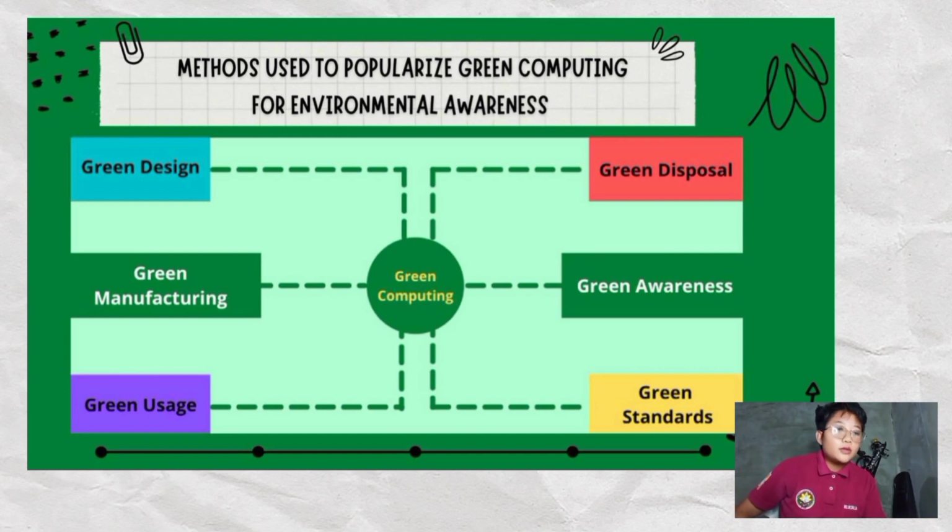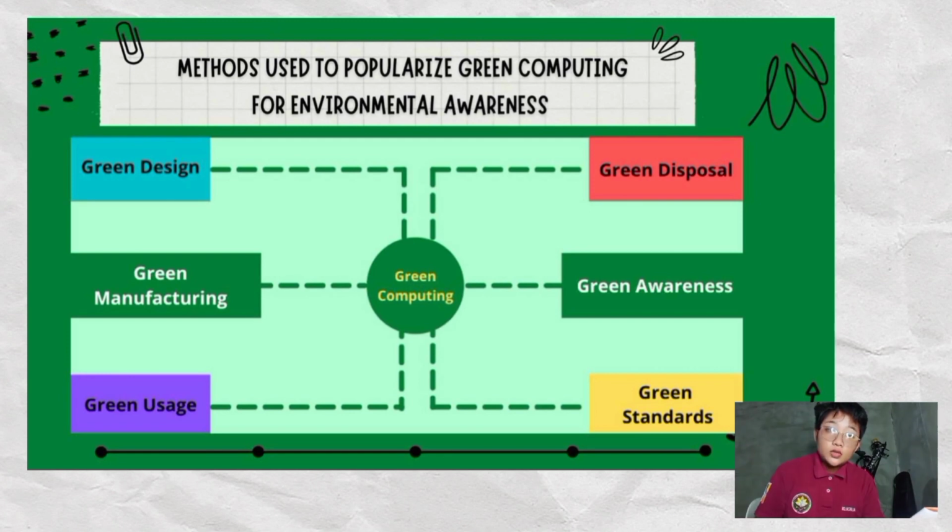These are the methods used to popularize green computing for environmental awareness. First is green design. It is design that takes into consideration the sustainability of resources for future generations. Second is green disposal. It is repurposing existing equipment or appropriately disposing or recycling unwanted electronic equipment. Third is green manufacturing. It is minimizing waste during the manufacturing of computers and other subsystems to reduce the environmental impact of activities. Fourth is green awareness. It is proposed to monitor the behavior of going green IT and environmental sustainability.